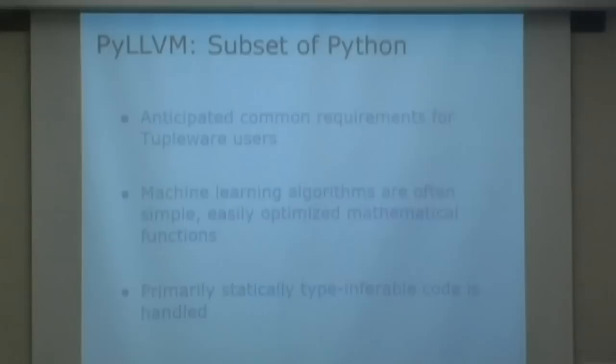Because this is a really ambitious project and it could very easily spiral out of control, we need to be able to pin down exactly what we need out of our Python subset. We are anticipating that users will run machine learning algorithms on TupleWare. But the nature of machine learning algorithms is that they tend to be simple mathematical expressions that are easily optimized. So there's not a whole lot of fancy Pythonic functionality that we need out of our algorithms, although decorators and objects would be nice, but we don't anticipate they're going to be used very often. So we chose to first focus on statically typed, static type inferable code.